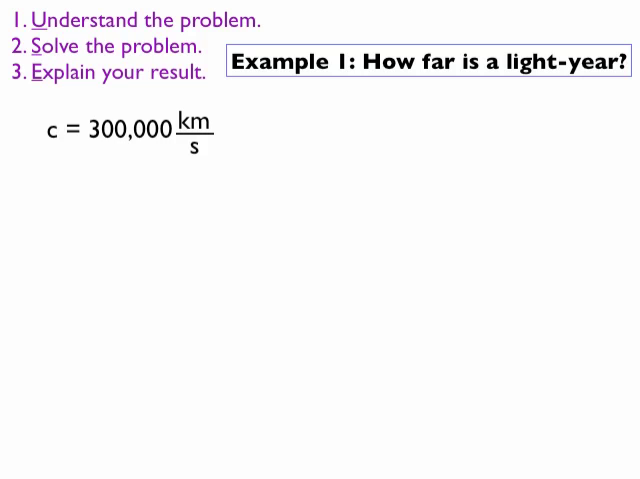Its value is 300,000 kilometers per second, a value that is precise to the nearest 1,000 kilometers per second. This means that the first two zeros are significant digits, so there are 3 significant digits in this quantity. We can make this clear by writing the speed in scientific notation, where we can show all 3 significant digits clearly.